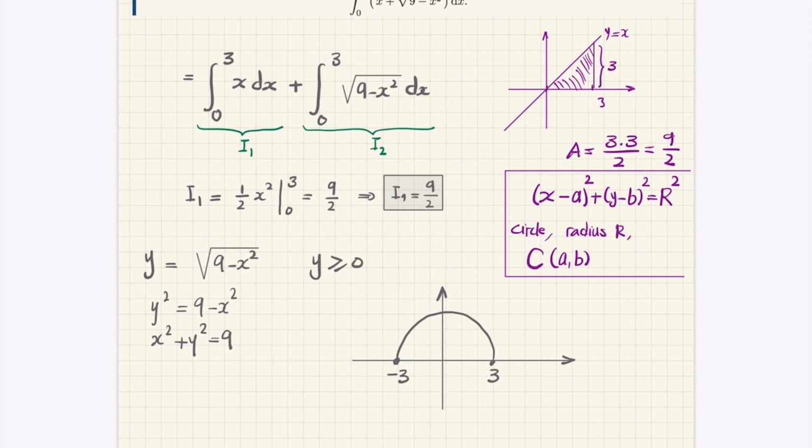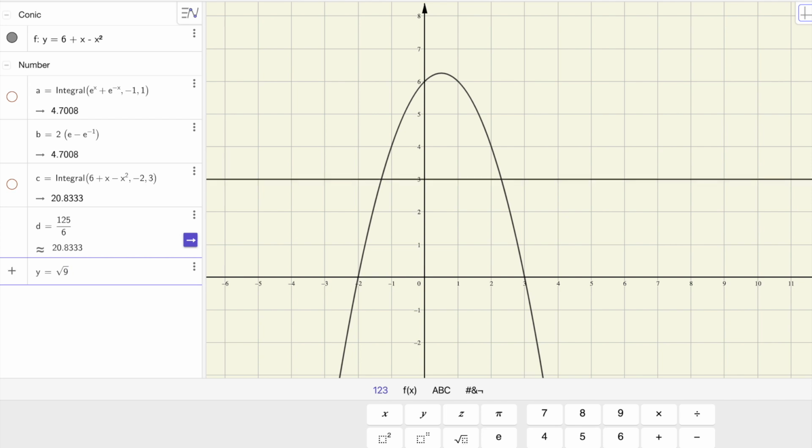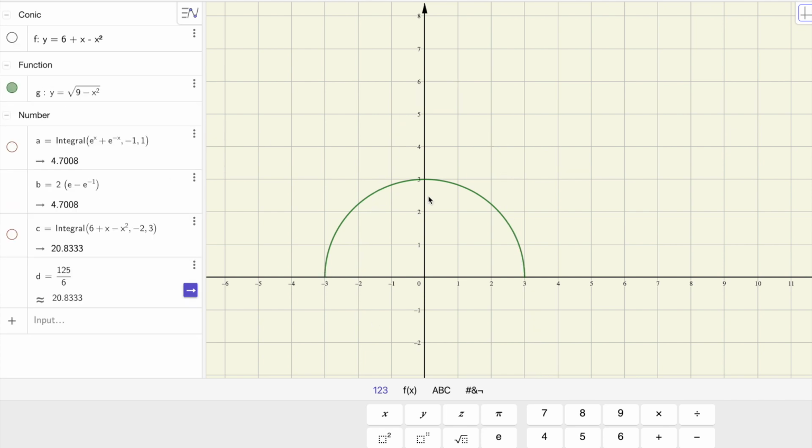If you're not convinced, we can go to GeoGebra and check it. Let me take this away and then let me draw the graph. Y equals square root of 9 minus x to the 2. Hopefully you see that this is the semicircle that we were predicting. Okay?